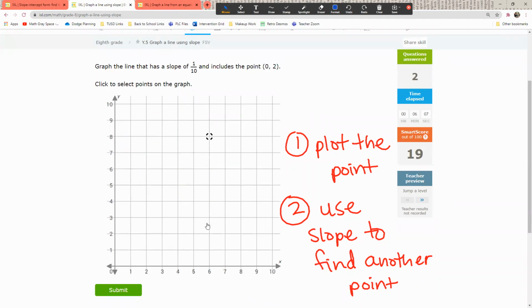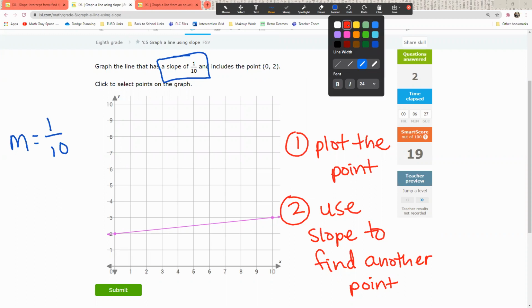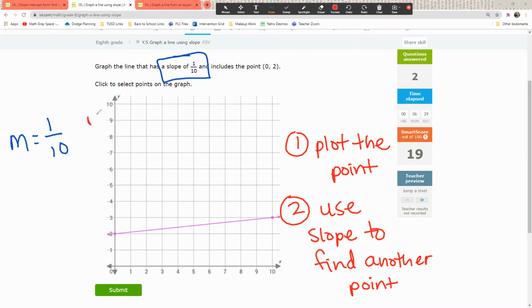So 0, 2. And now this one I'm going to go up 1/10 because of the slope. So in case you're not sure why I'm going up and over, if it says it's a slope of 1/10, that means on my rise, I'm going up 1, and then for my run, I'm going over 10. So up 1/10.